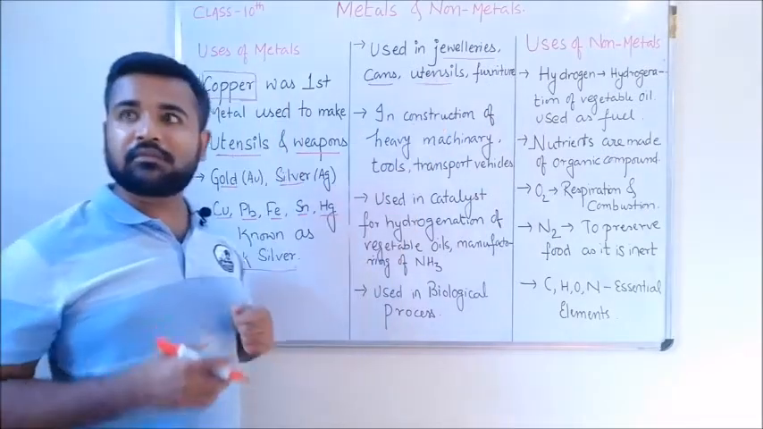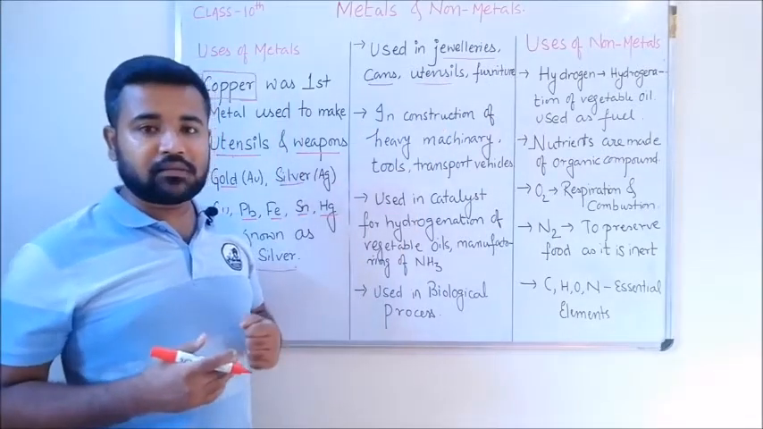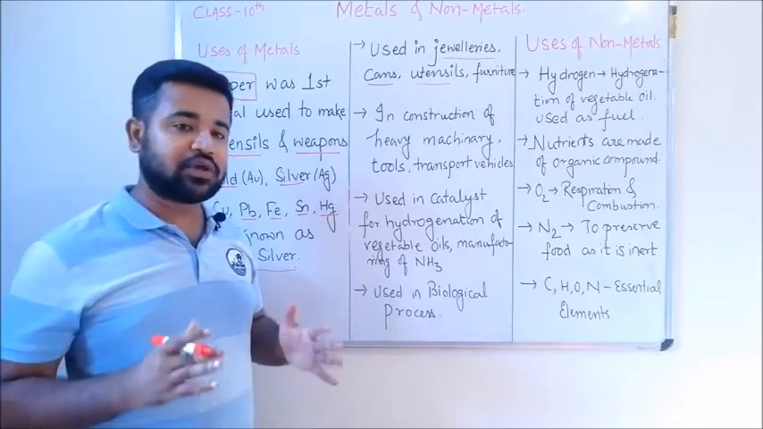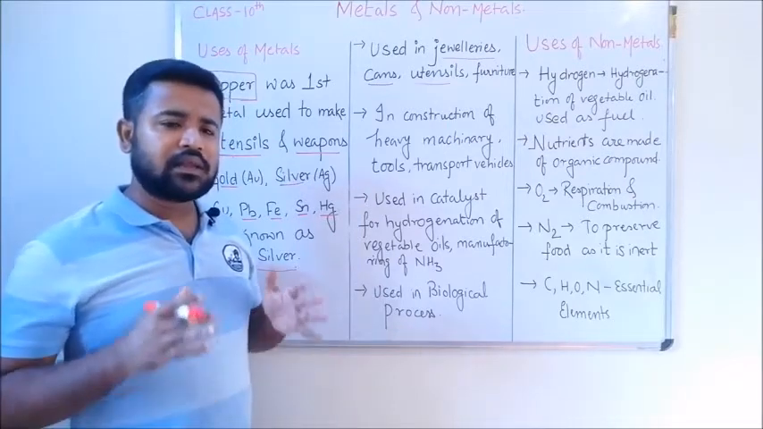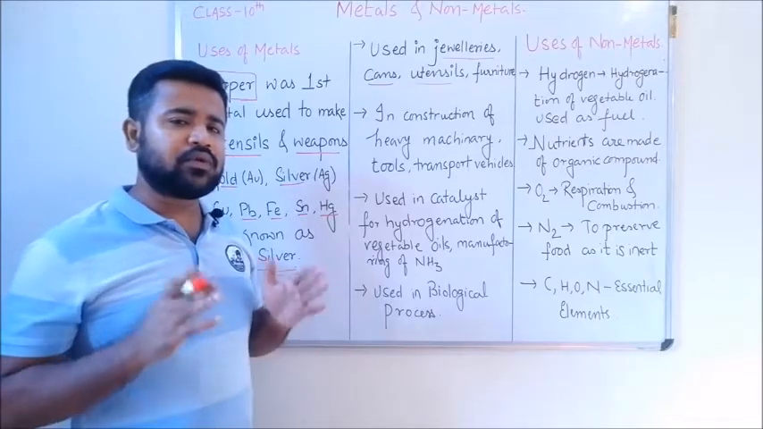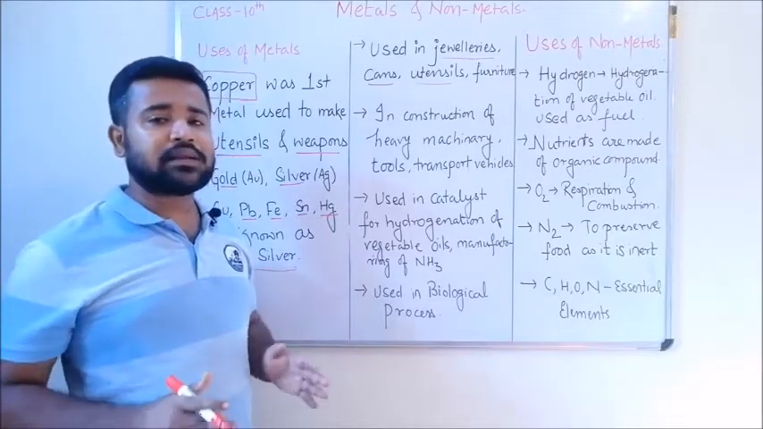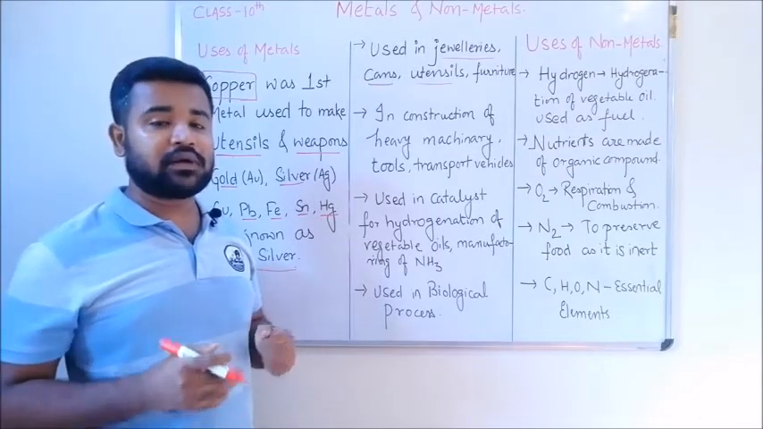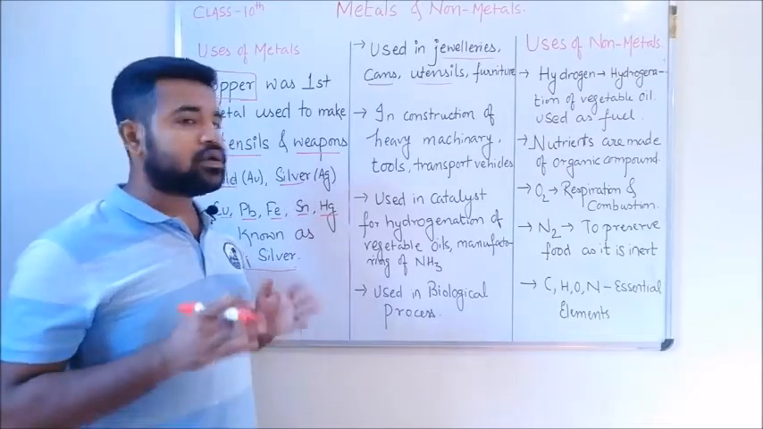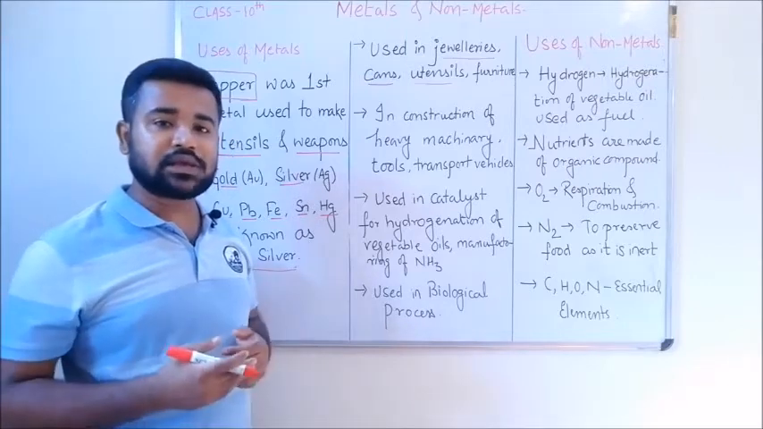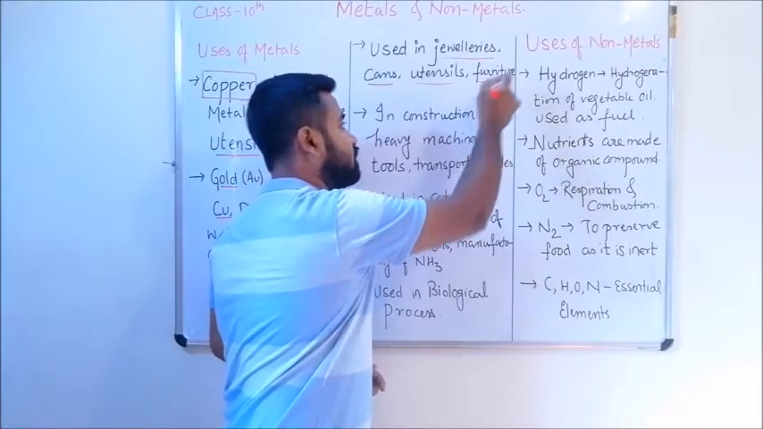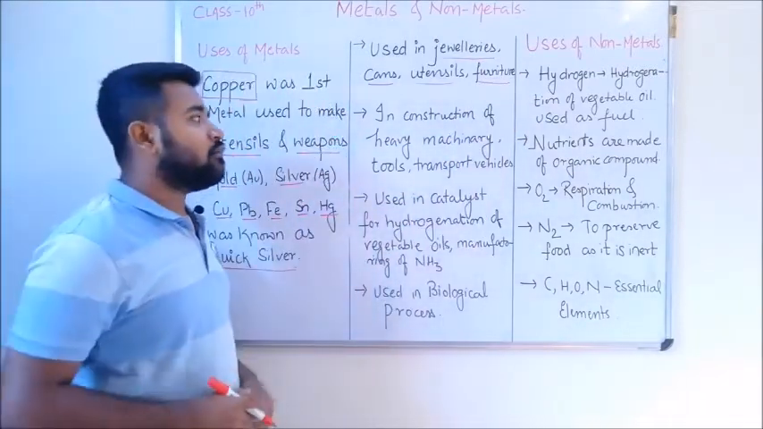Next is furniture. There are many furniture items in our household, for example chair, table, sofa sets. Those are not only prepared from wood, they are also prepared from metals, and metallic furniture is more durable. We can cast metals into various shapes after melting. That's why they can be used in furniture.